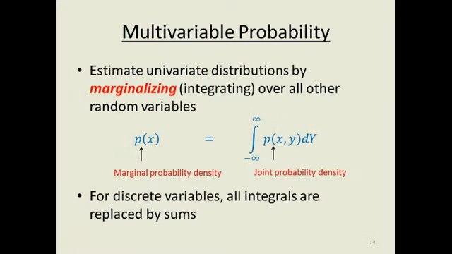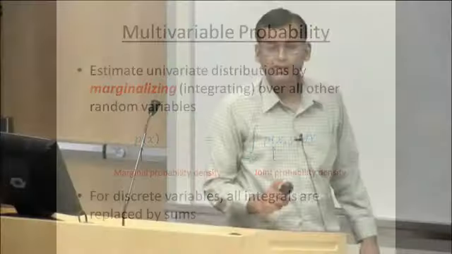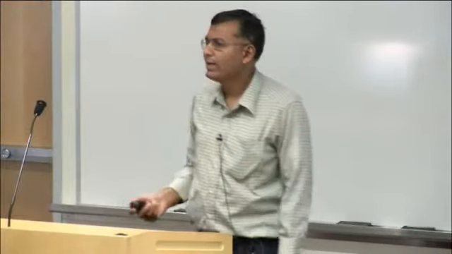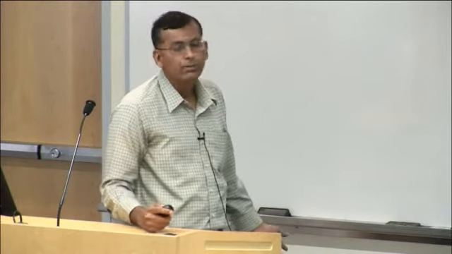Now, just a point to note here: I have shown integrals that are relevant for continuous distributions. But for discrete variables, basically replace all these integrals by sums over all the possible values of the other random variable. You can even have a distribution where x is a continuous random variable and y is a discrete random variable, in which case, to get the marginal probability density of x, you replace this integral over y by a sum over all possible discrete values of y.